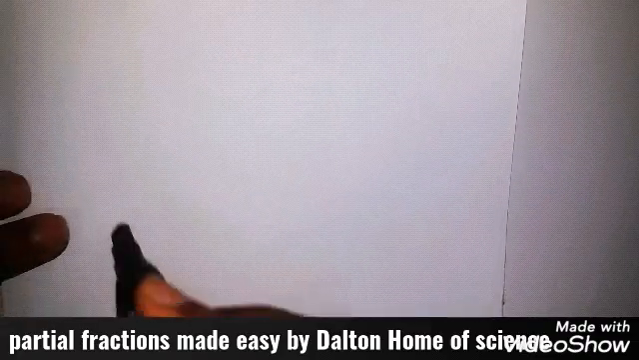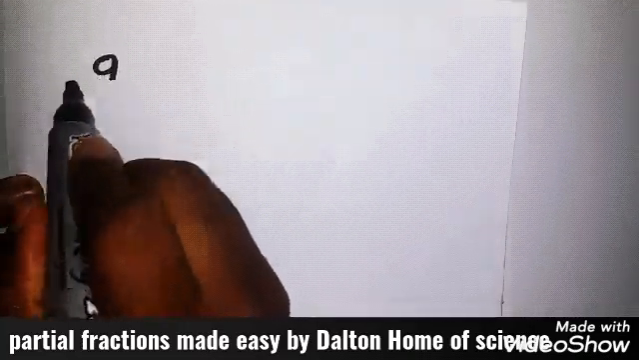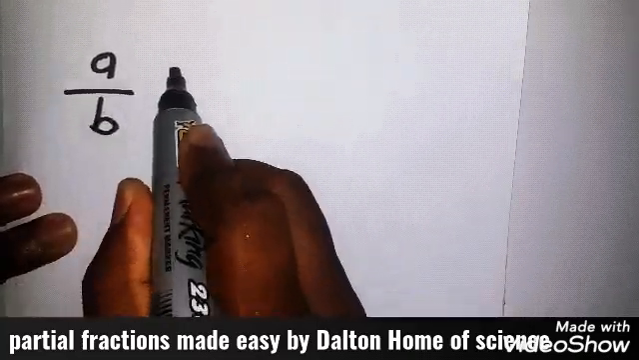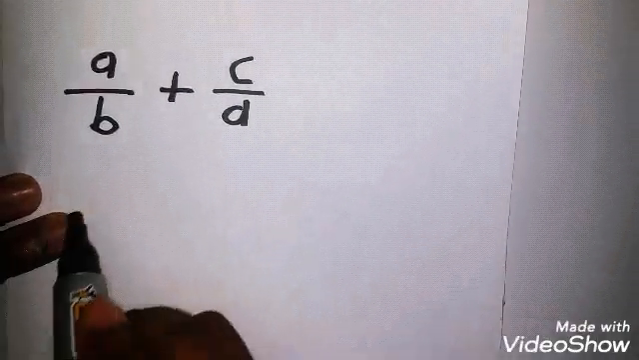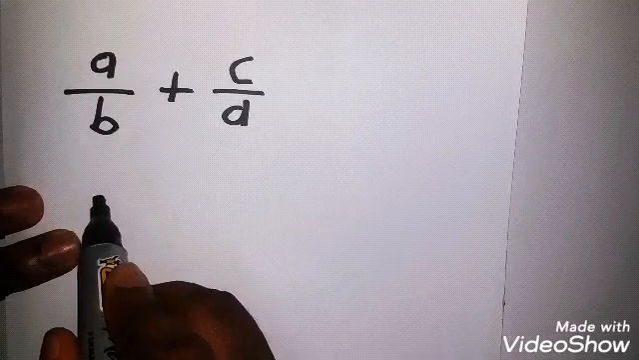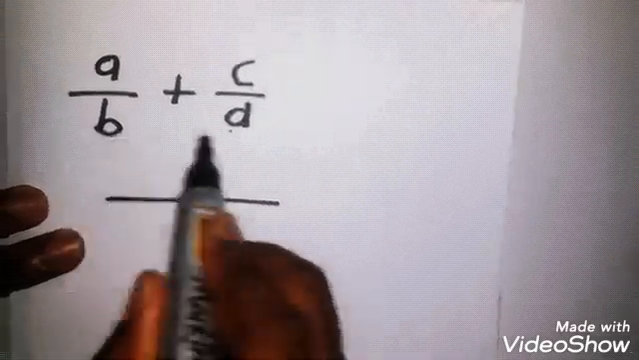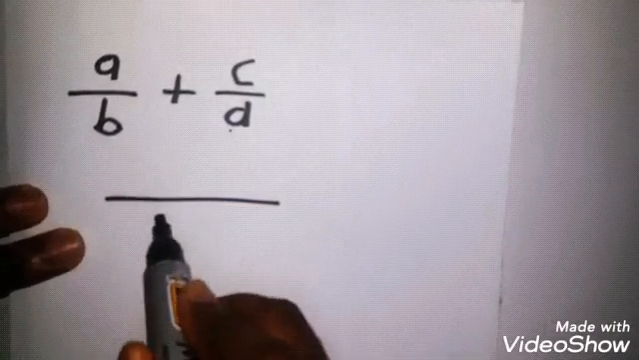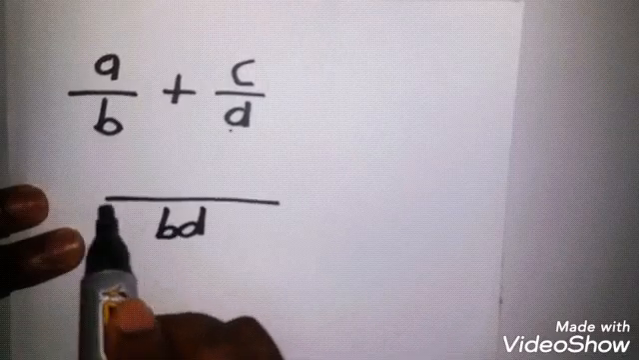Let's take, for instance, we have A on B plus C on D. Solving this, we need to find a denominator, which normally is a multiple of these two. So it will be BD.